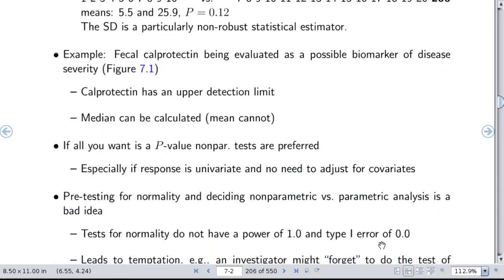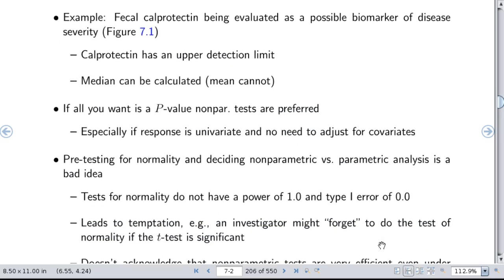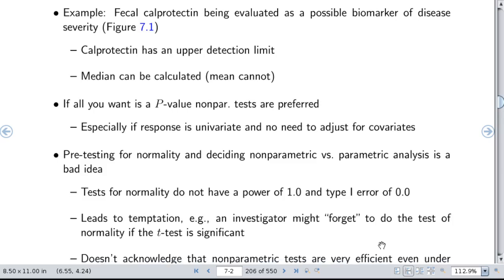So we're going to look at an example. This is a fecal calprotectin data set. It's being evaluated as a possible biomarker of disease severity. And when you're measuring this calprotectin, there is an upper detection limit for the measurement technique that's available, which means the data are going to be chopped at that value, truncated. And you can't calculate a mean from the raw data and have it be meaningful. But you can calculate a median as long as you don't have more than half of the values at the upper limit of detection. So that's an issue that nonparametric methods can help with.